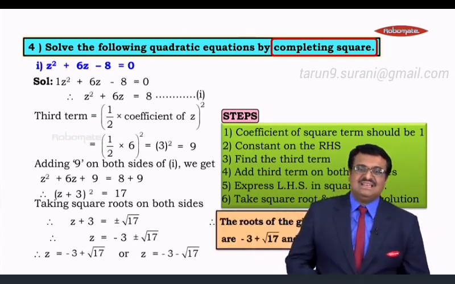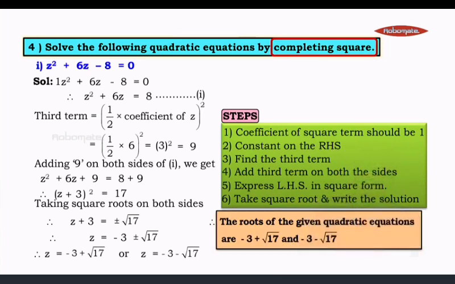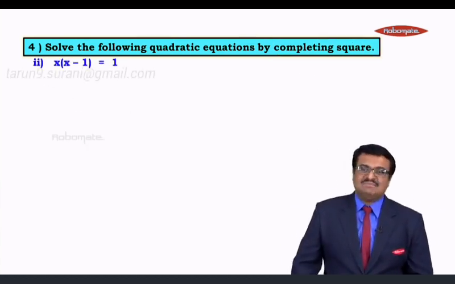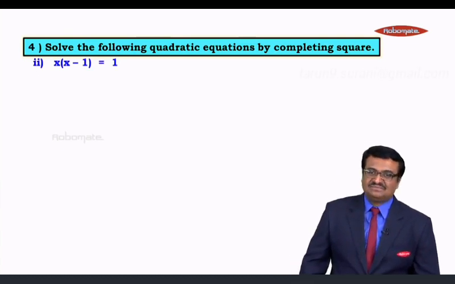Then we write the final answer. The roots of the given quadratic equation are minus 3 plus root 17 and minus 3 minus root 17, right? Then let us take up the next one. The next question is this: x into x minus 1 is equal to 1, right?